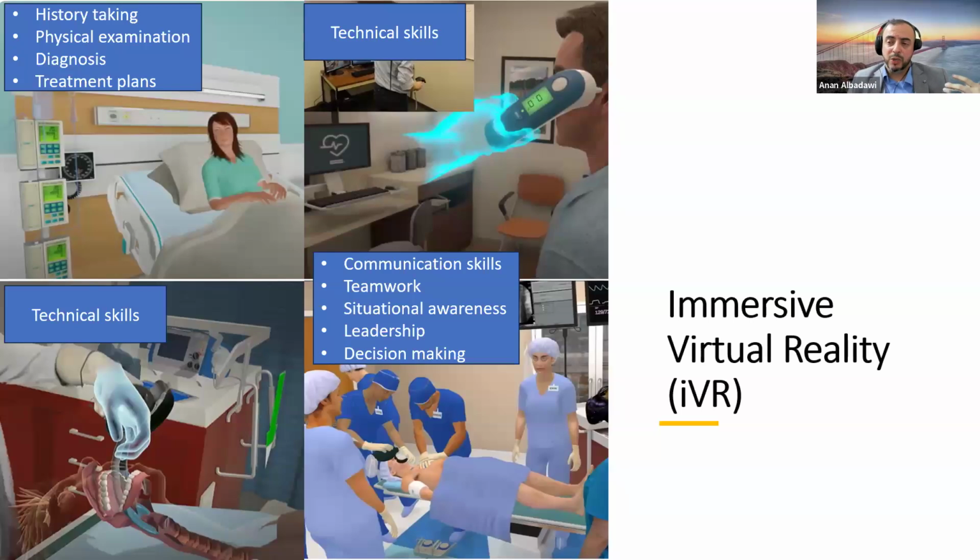Next is the immersive virtual reality. In immersive virtual reality, by wearing a headset that covers the eyes and the ears, you are totally away from the real world and have a 360-degree virtual environment. Immersive virtual reality has many applications in the literature. We can use it for history taking, physical examination, diagnosing patients, formulating treatment plans, learning technical skills, and also communication skills. We can use it also for drills and to test your leadership skills.